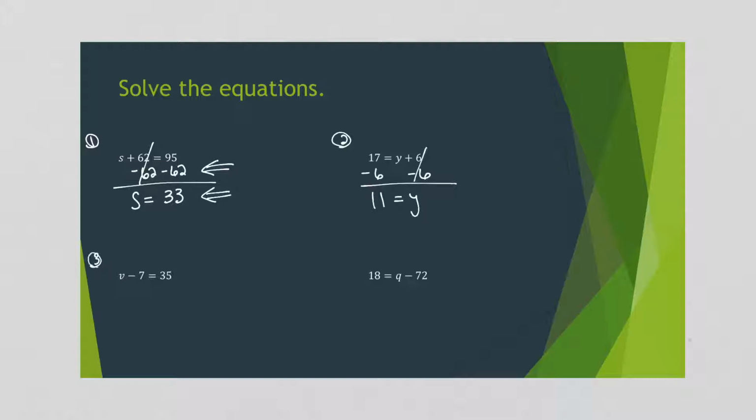Alright, so on this third one down here, I've got v minus 7. So you want to do the opposite. So I want to add 7. So I've got v is equal to 42. And on the fourth one, I've got q minus 72, so I want to add 72 to both sides. So 18 plus 72 is 90.